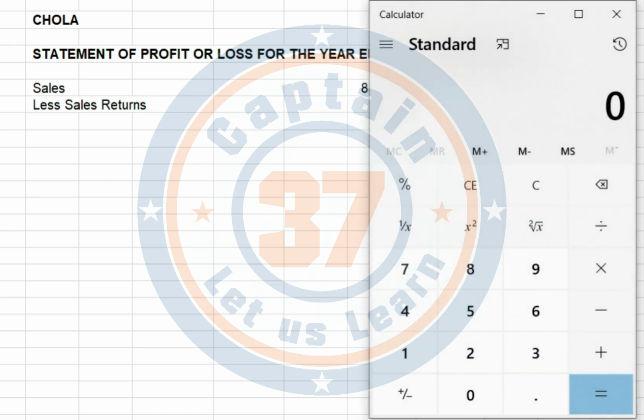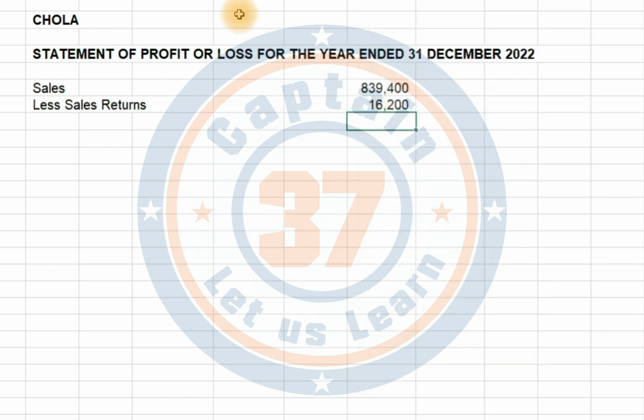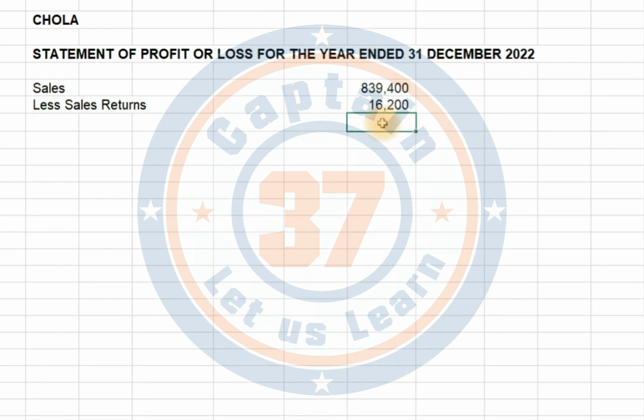I'll pull out the calculator and do the calculation. So it is 839,400 minus 16,200. This is going to give us 823,200, which is what I'm going to type right over here. So this is the amount that's going to be indicated, reflecting our sales less sales returns.